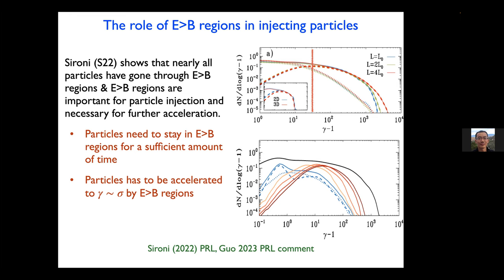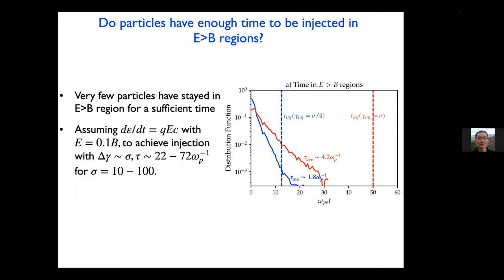But to illustrate what I'm thinking, for each particle I can track their acceleration within the E larger than B region. And I can track how much energy they gain from those regions. So these two curves are determined by what you believe is the injection energy. I did both, a quarter sigma versus sigma. And then you can look at how much time individual particles spend before they get accelerated to that energy. So you can plot the distribution of that.